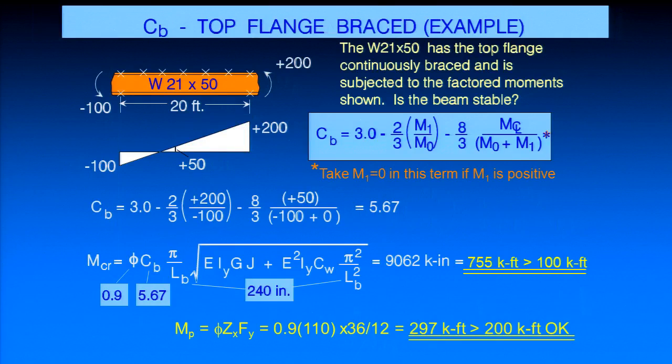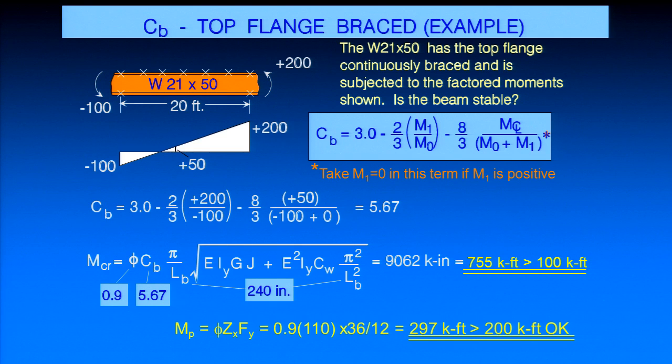Okay? So if we just go through a numerical example, say we have again a W21x50, and I've got moments where I've got minus 100 to plus 200. Maybe this is for lateral load on the frame where we get this distribution of moment. M0 is the maximum moment that causes compression in the bottom flange. That's going to be minus 100 here. The value at the center line is 50. Over here, M1 is plus 200.